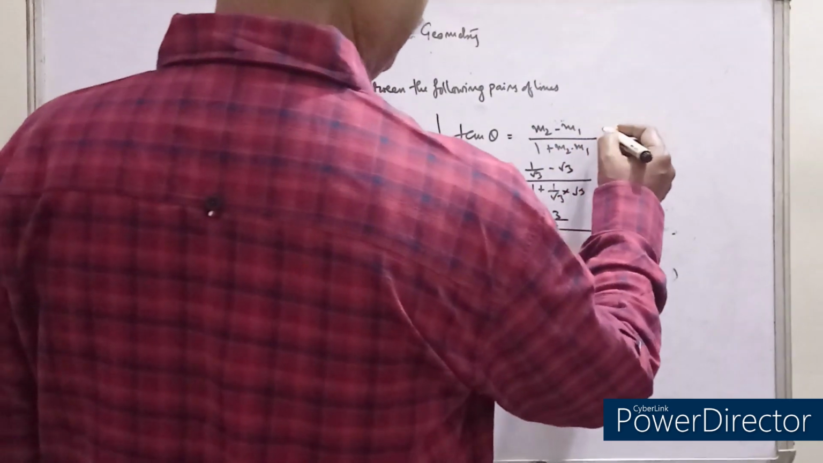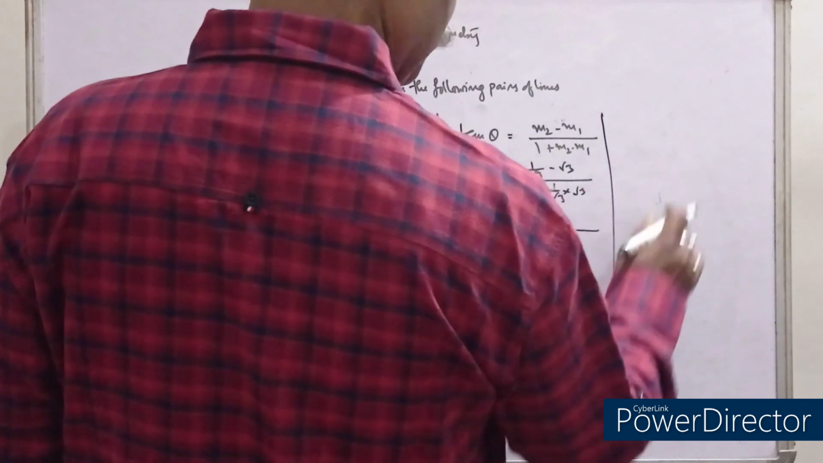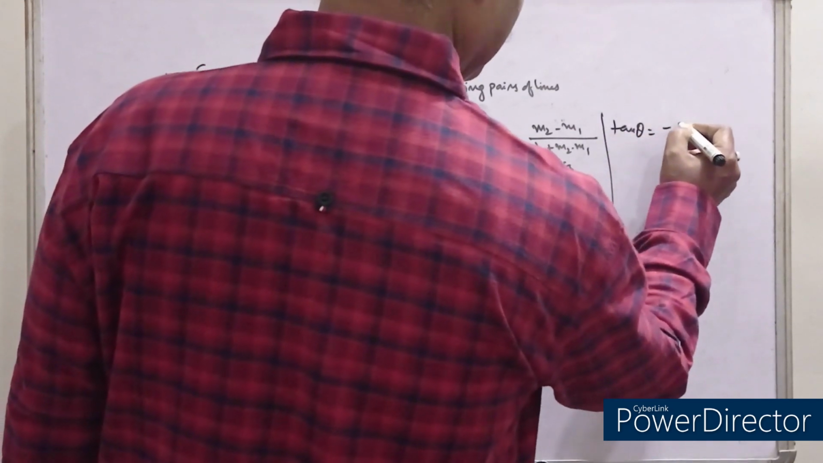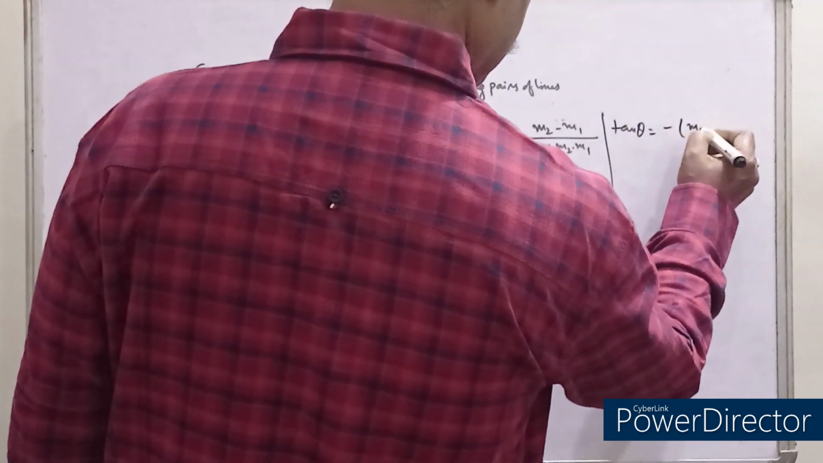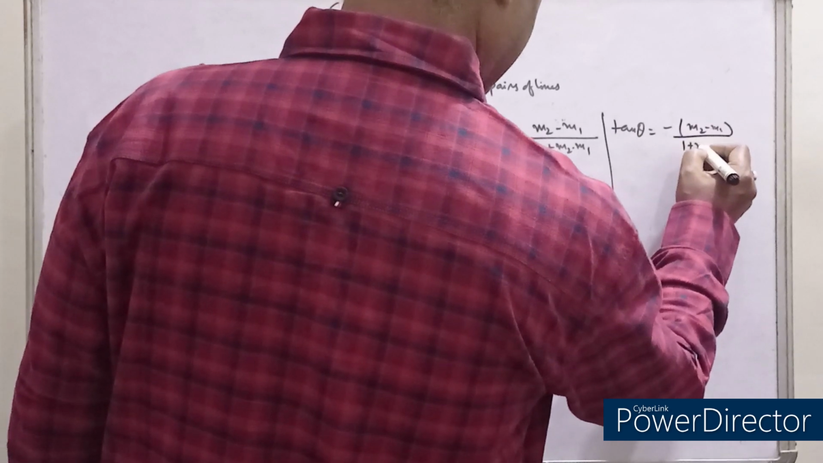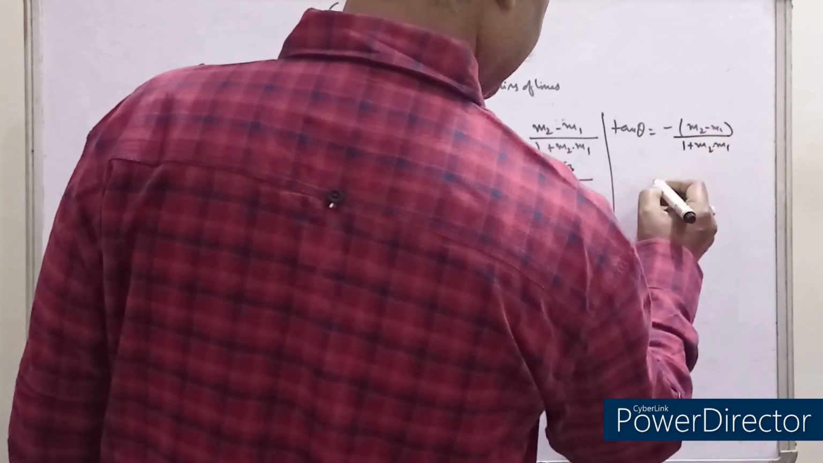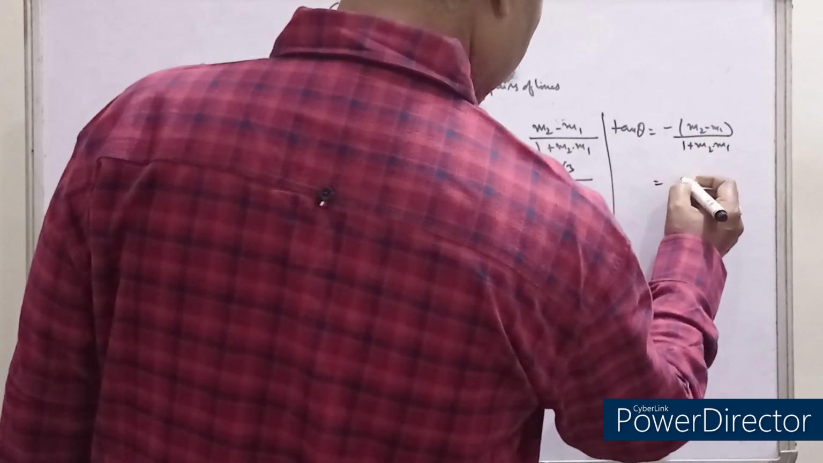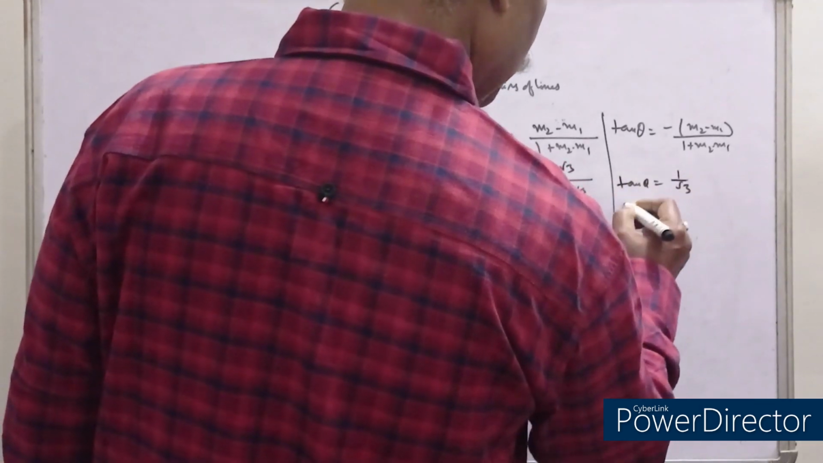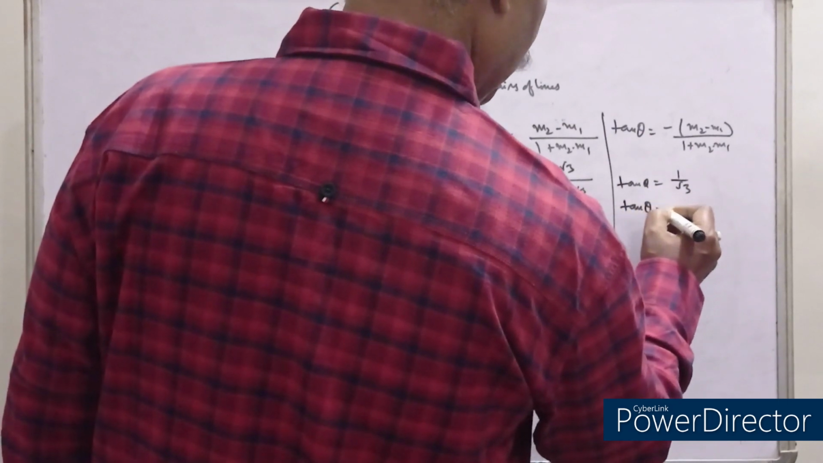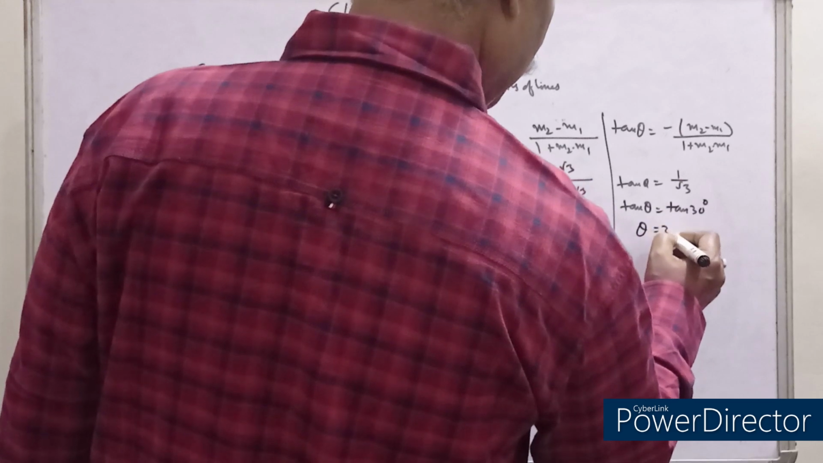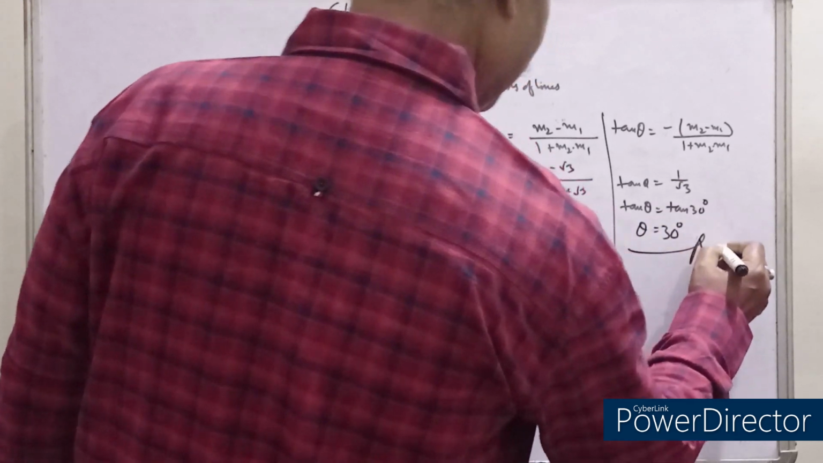Now you take the negative value. So when you take the negative value, that is tan theta is equal to minus (m2 minus m1) divided by (1 plus m2 into m1). So this will come out to be 1 by root 3. So tan theta is equal to 1 by root 3. So tan theta will be equal to tan 30 degrees. So theta will be equal to 30 degrees. So this is your answer.